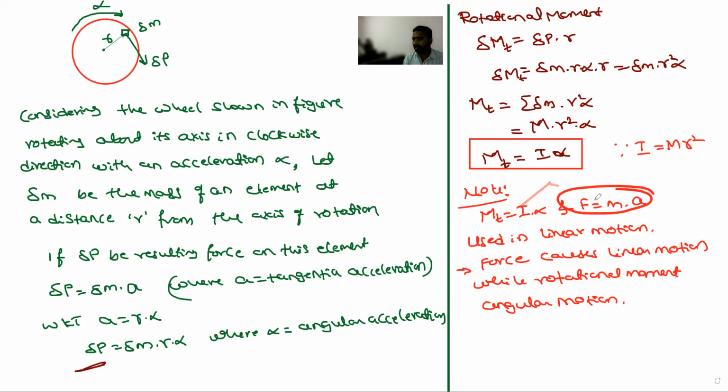Then F is equal to m into a, used in linear motion. Force causes linear motion, whereas rotational moment causes angular motion. Okay, so one more point, write down.